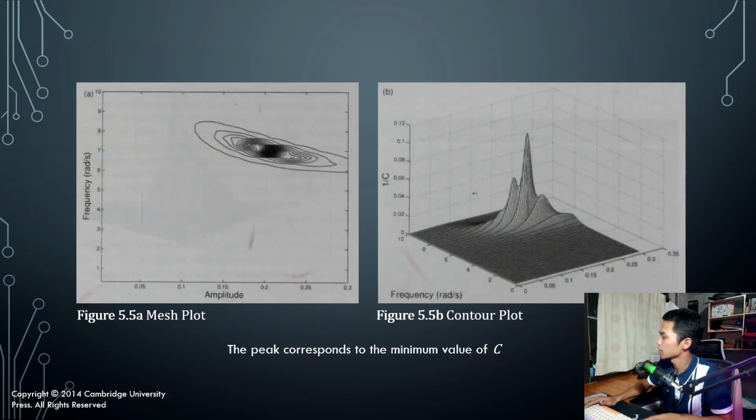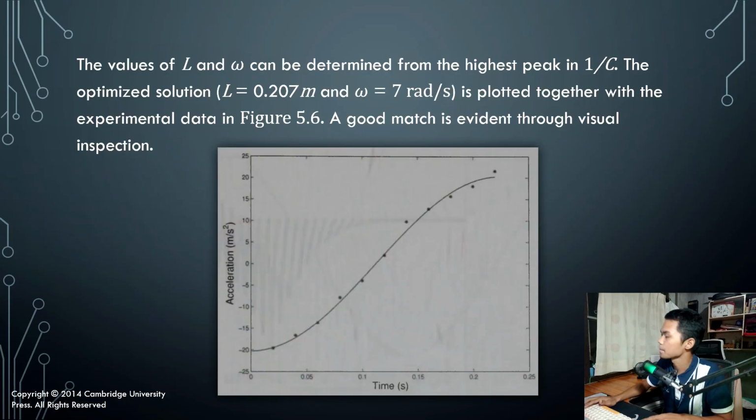Again, these are those graphs. The values of L and omega can be determined from the highest peak in 1 over C, or cost function C. The optimized solution, L equal to 0.207 meter and omega equal to 7 rad per second, is plotted together with the experimental data in figure 5.6a, which is this graph, following a curve pattern like this. Therefore, a good match is evident through visual inspection.